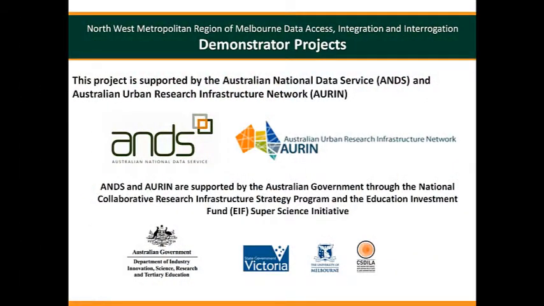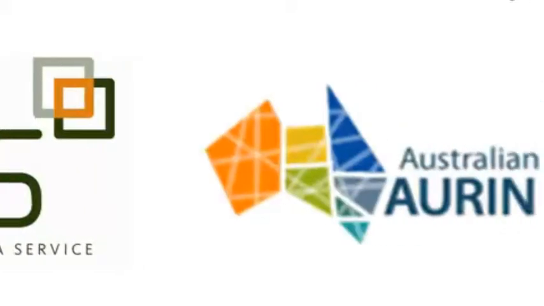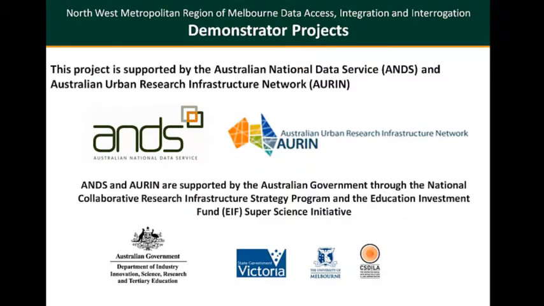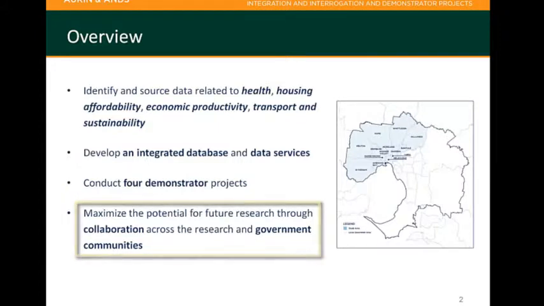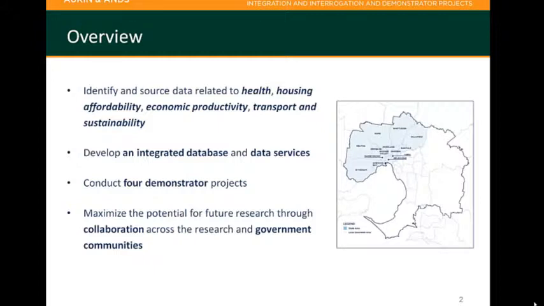Now let us start presenting the system to you. But before going through that, I would like again to acknowledge the support from the Australian National Data Service and also the Australian Urban Research Infrastructure Network, AURIN, that supported this project with four demonstrators, and housing affordability is one of the demonstrators. In general, the objectives of the main project are around identifying and securing data related to health, housing affordability, economic productivity, transport and sustainability, and also to develop an integrated database and data services, and for conducting the four demonstrator projects, with housing affordability being one of them, and also to maximize the potential for future research through collaboration across the research and government communities. Based on this, now we can start showcasing the housing affordability platform which we have developed.